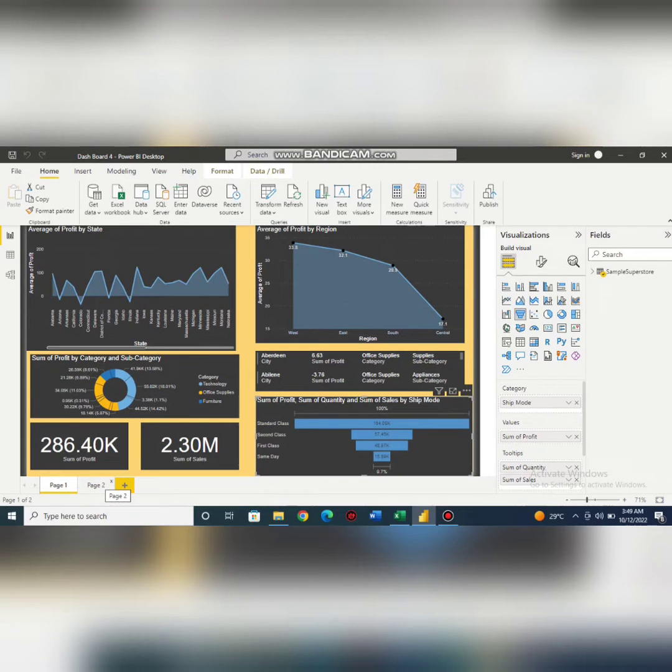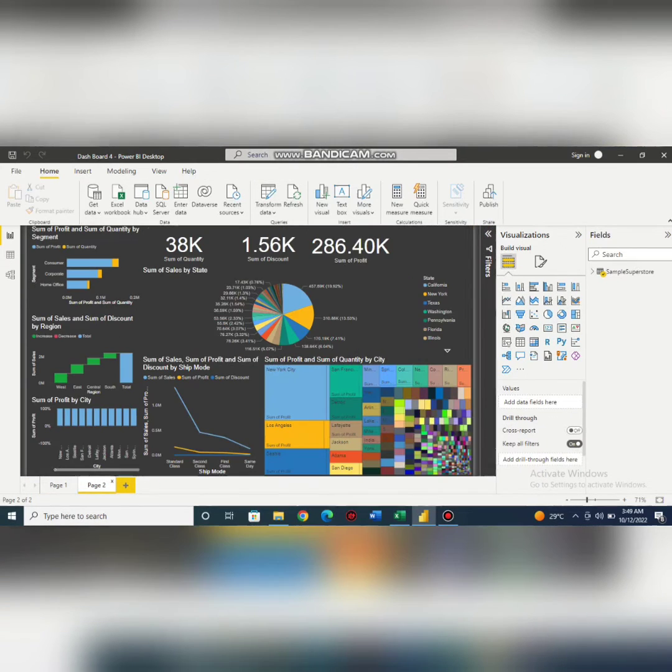Now I will show you some more business problems in this dataset and how we can work to solve these business problems. Now here is the other dashboard. Here is the second dashboard.